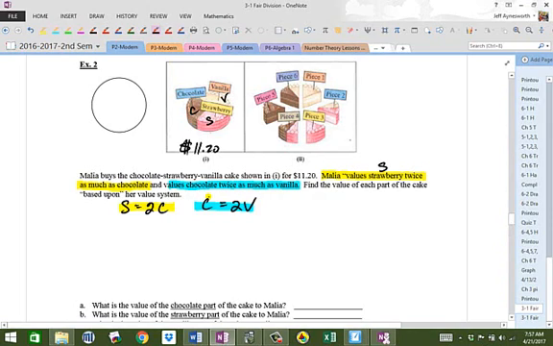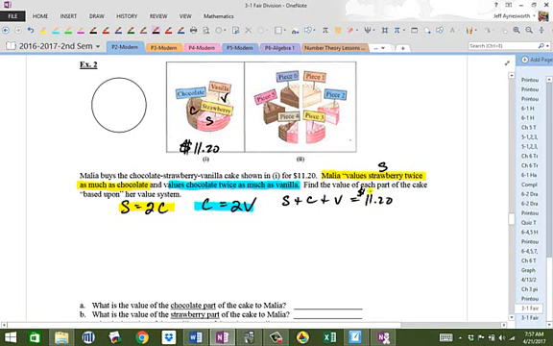The question is out of $11.20, what's the value of each part of the cake based upon her value system? Because it's not for her, it's not 1120 divided by 3. They don't all have equal value. So let's figure that out. That's our first step in the problem. So what we're going to do is a little algebra here. We know that the strawberry plus the chocolate plus the vanilla is equal to $11.20.